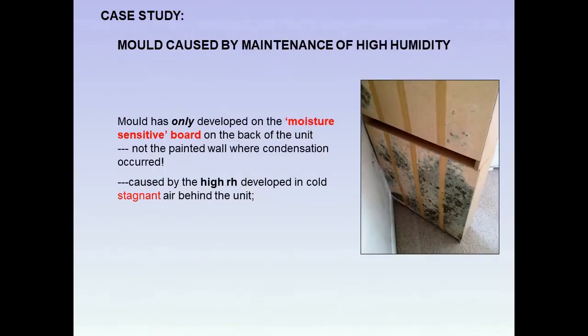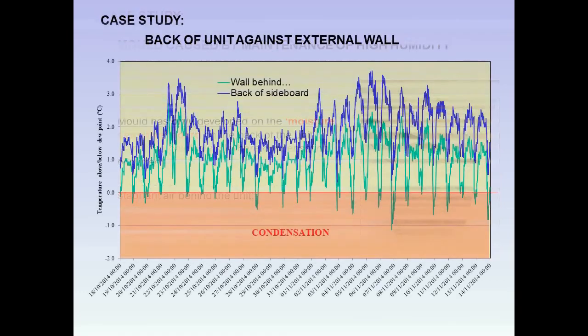And again, mould caused by maintenance of high humidity. There's the photograph. Mould only developed on the moisture-sensitive board on the back of the unit. It never developed on the painted wall where condensation actually occurred. And this was simply caused by the high relative humidity which developed in the cold stagnant air behind it.